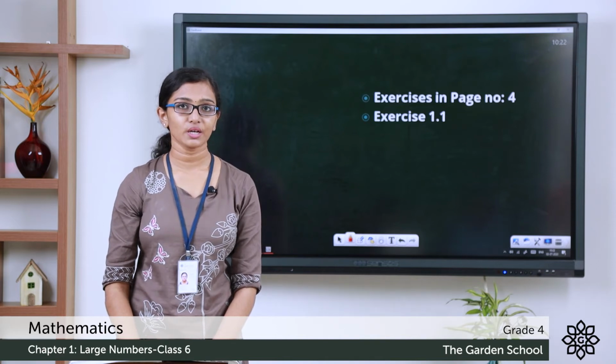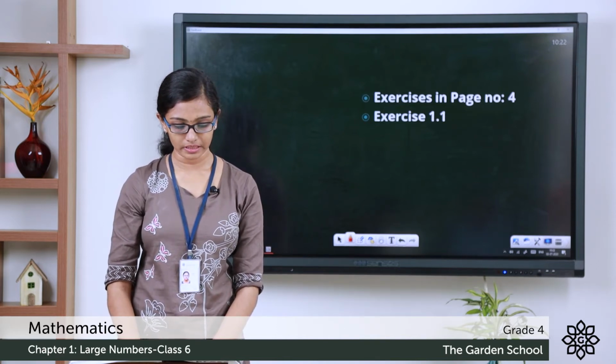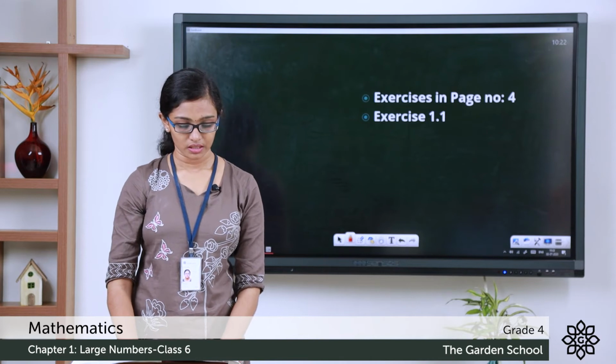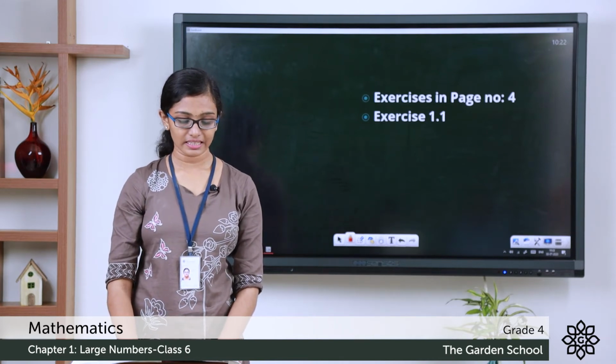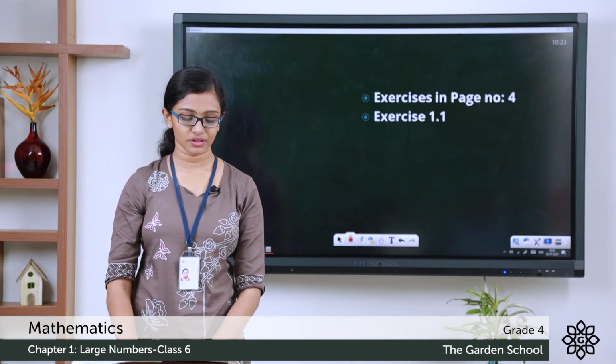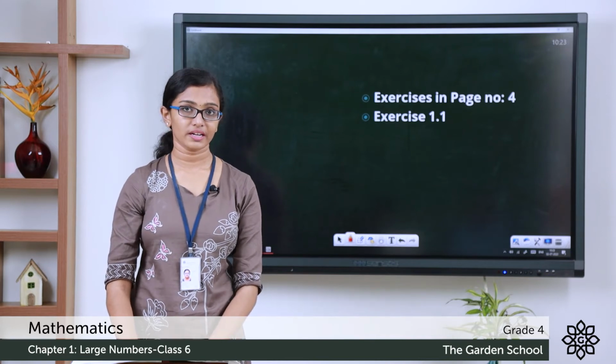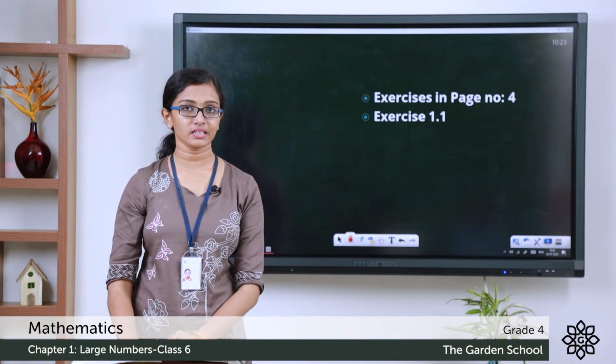Now let's see question number 5. What is the place value of 5 in each of the following numbers? One has been done for you. A few numbers are given there and the place of digit 5 is changed in each case. You have to find the place value of 5 in each case and write it there.